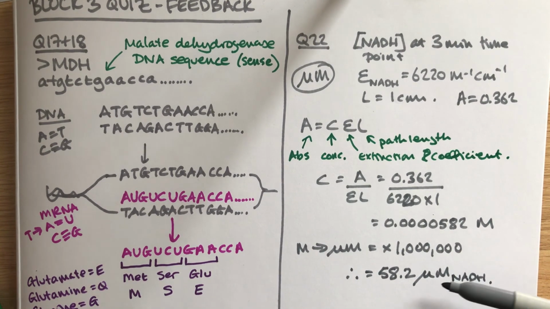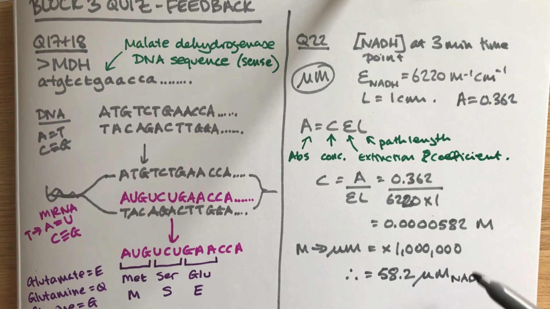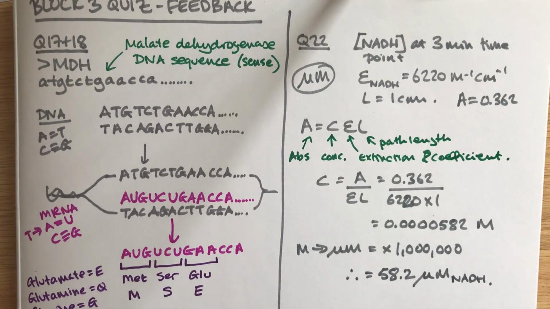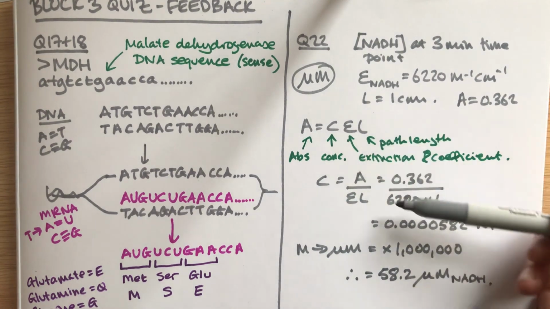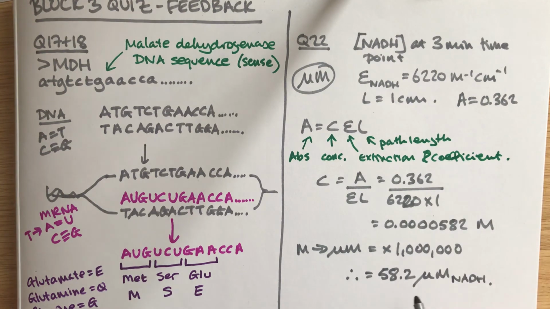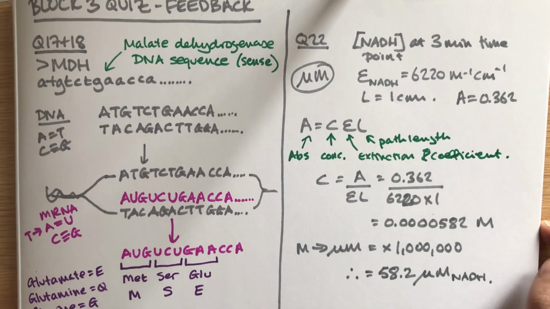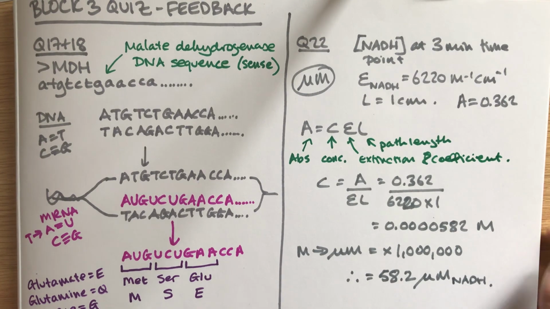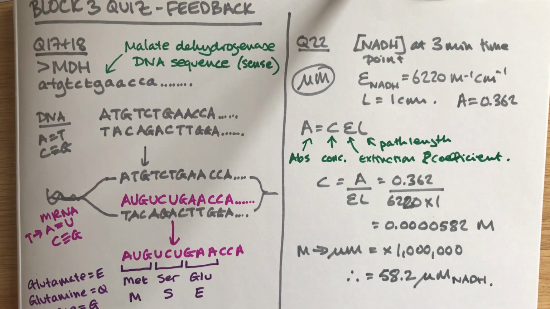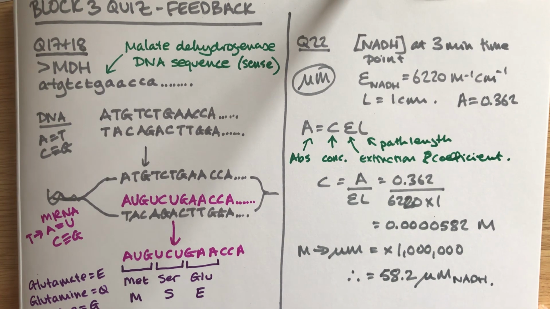Canvas was a bit funny with some of the rounding, so some of you I've manually rescored that, but as long as your answer was 58 point something, you got the points for that question. So that was how we did it. We went through Beer's law, substituted in the values, and then went from molar to micromolar by multiplying by 1,000,000. If you got any of those wrong, hopefully that's given you a hint as to what you did wrong. If you want to ask any questions, then please just drop me a message if you still don't understand why you went wrong, but hopefully that's helped you out a bit.